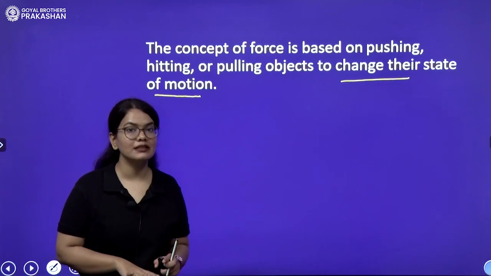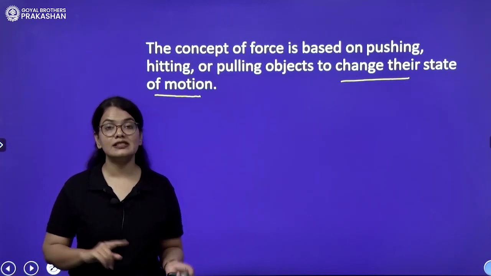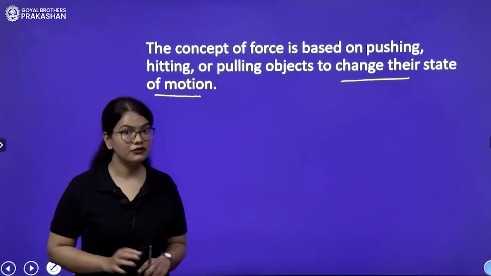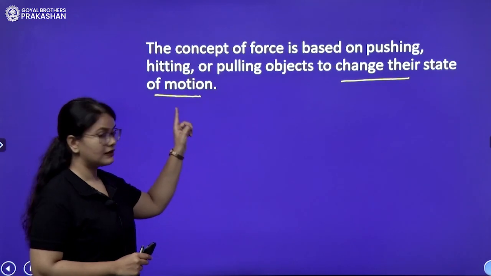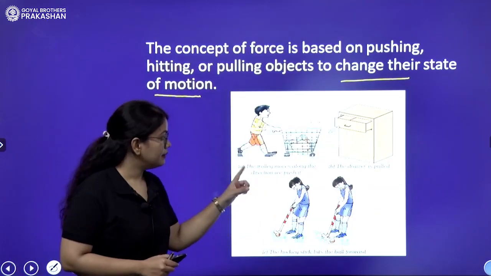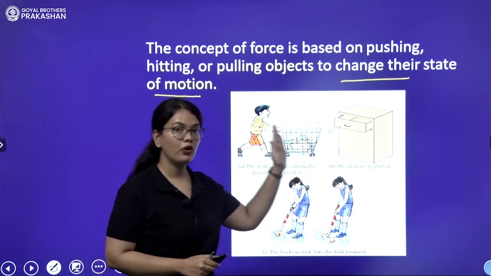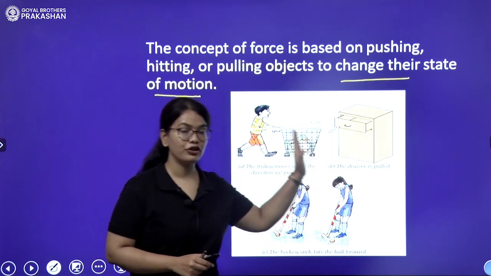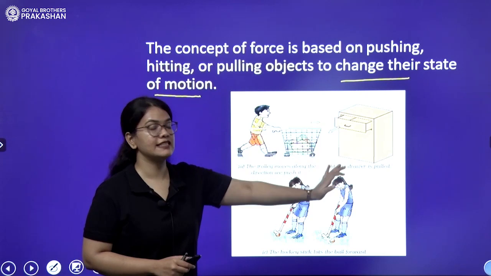Or the body was in motion, but after some time the body came to rest. What was the cause? It must be a force, right? So, that is the meaning of change their state of motion. See over here, the trolley moves along the direction we push it. The boy is pushing the trolley and what did you see? It has started moving, its state has changed, its position is changing.